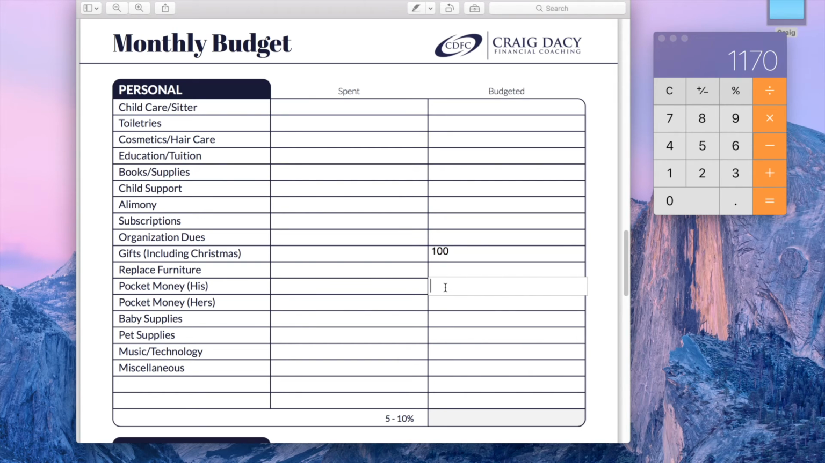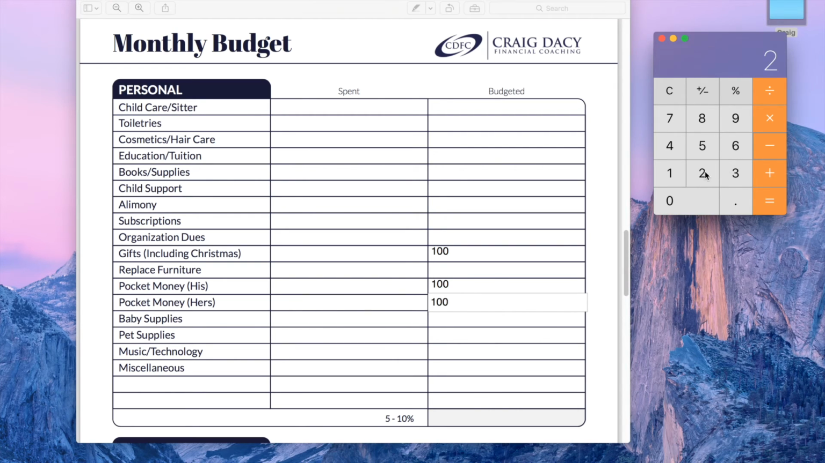Likewise, if she goes out and gets a pedicure or buys herself something, I know that that's her pocket money, so she's not putting our budget in jeopardy, and I'm not putting our budget in jeopardy. So decide a reasonable number. This couple is going to do $25 a week, so that's $100 each, so I'm going to subtract $200.